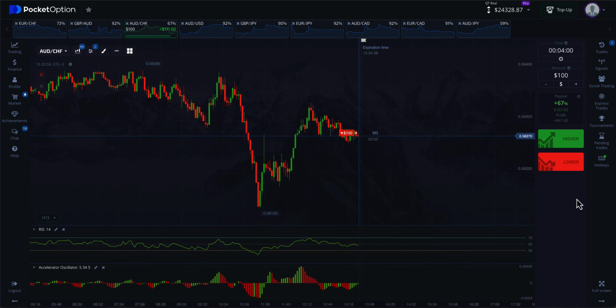RSI can also be used to confirm trends. If the RSI is trading upwards and prices are also trading upwards, this is a sign of a strong uptrend. Conversely, when the RSI is trading down and prices are also trading down, it is a sign of a strong downtrend. By confirming trends, you can also be more confident in your trading decisions.